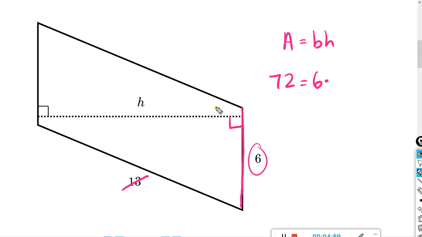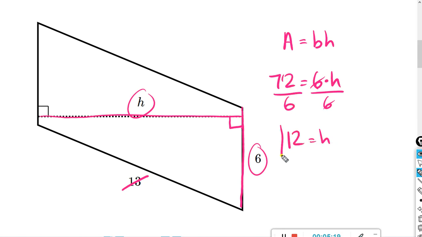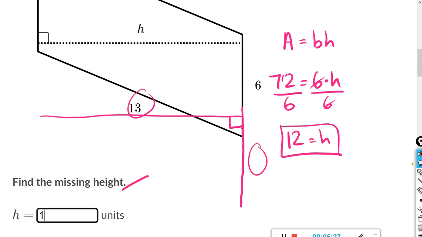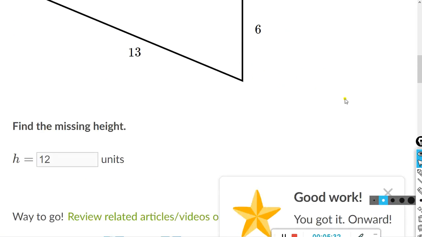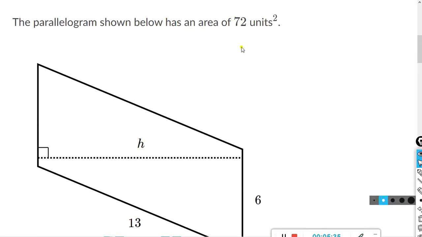And the height is right here. We don't know what it is. Leave it as H. All right, dividing both sides by 6. The 6's cancel. 6 into 7 is 1. Carry the 1. 6 into 12 is 2. So the height H is just 12. All right, so you use the same formula every time, and the area is given in the first sentence.